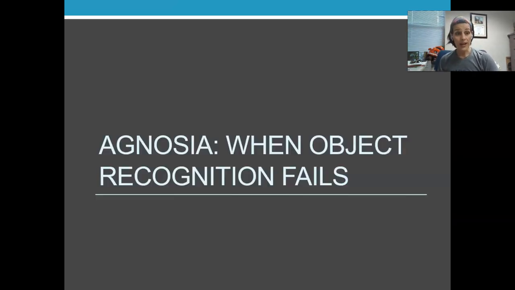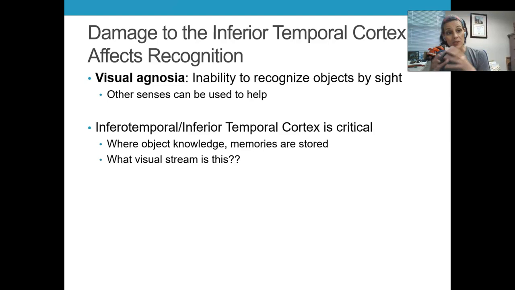So now I want to talk about what happens when brain damage prevents you from recognizing objects by sight. We're going to talk about agnosia, when object recognition fails. So this will often happen due to damage to the inferior temporal cortex. Visual agnosia is the inability to recognize objects by sight, but other senses can be used to help, including touch and hearing. So it's kind of clear that the inferior temporal cortex is critical. And this is where object knowledge and memories of interacting with objects are stored.